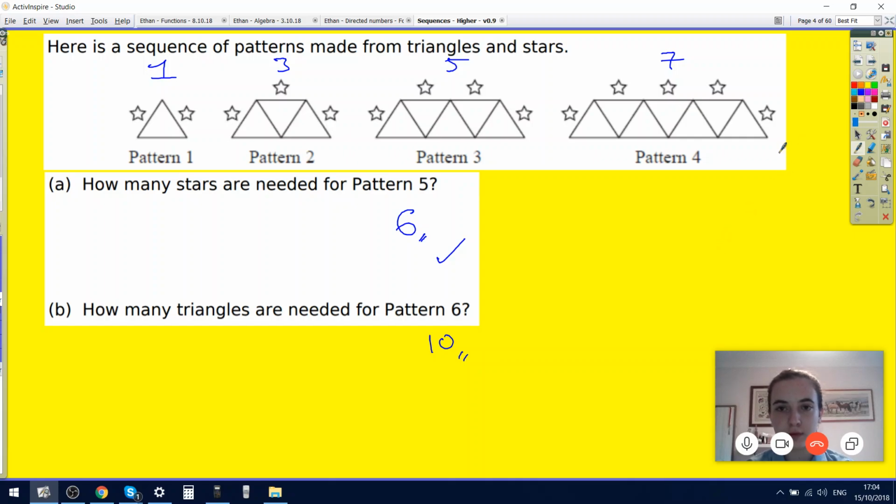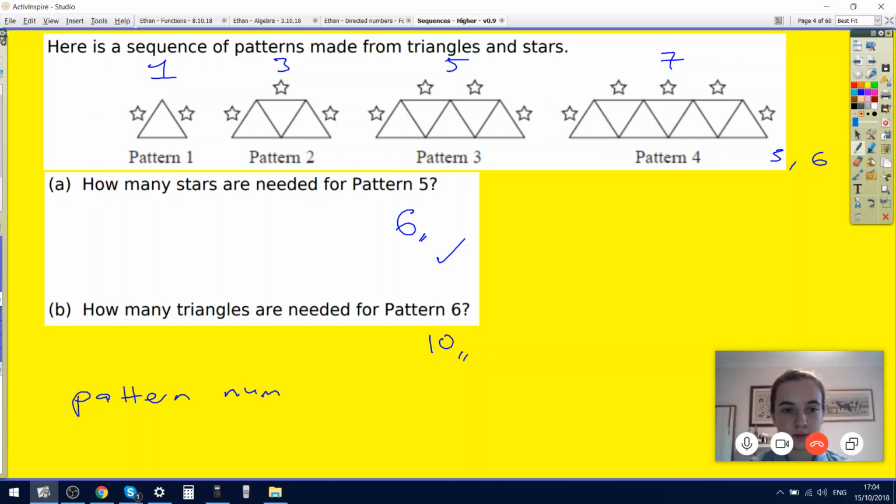How many would be pattern 5? How many 6? Then 5 would be 9. Mm-hmm. And 6 would be 11. That's it. And what often helps is if you make a table.